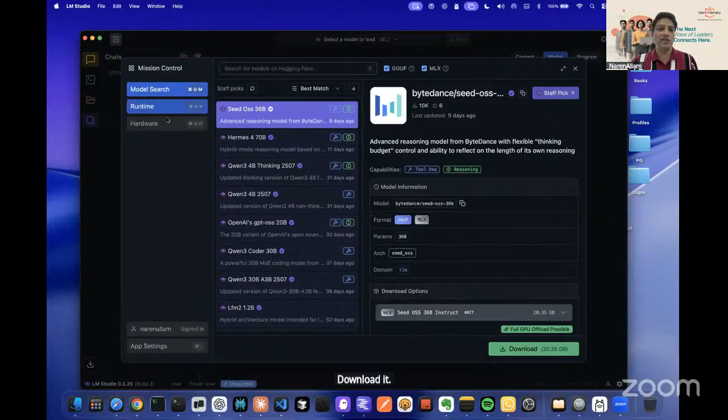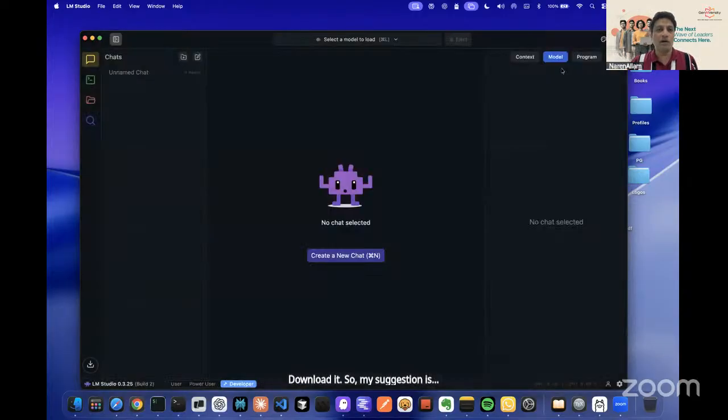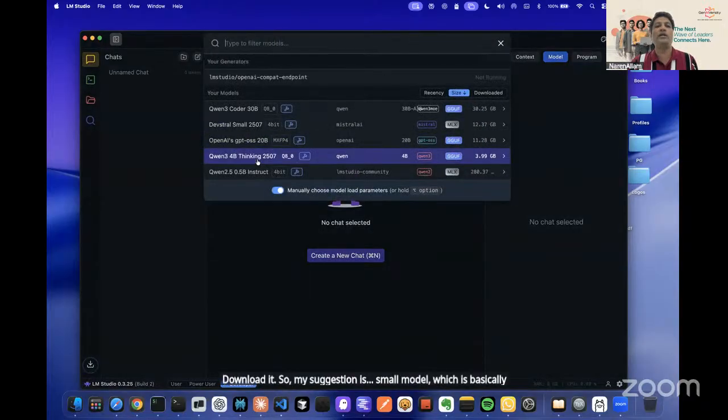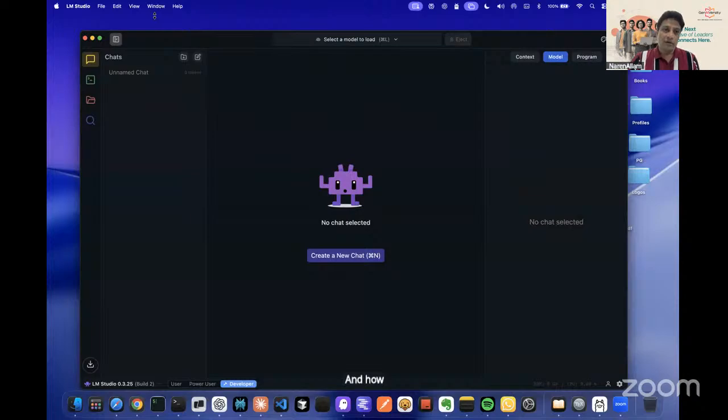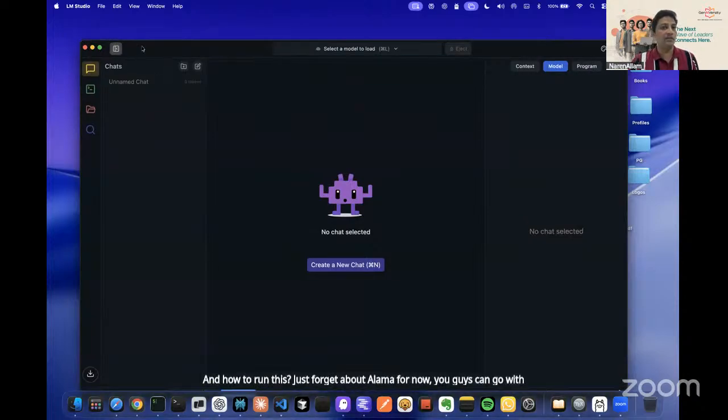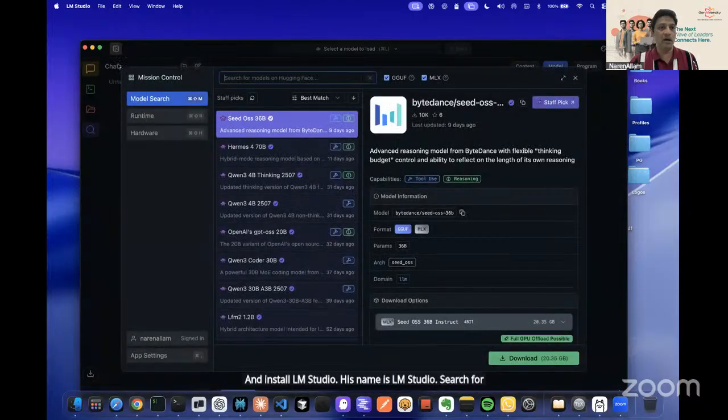My suggestion is a small model called Qwen 3. This is around 4 GB. I think it fits most of your laptops. And how to run this? Just forget about Ollama for now. You can go with LM Studio. Its name is LM Studio. Install it, search for the model, and download.